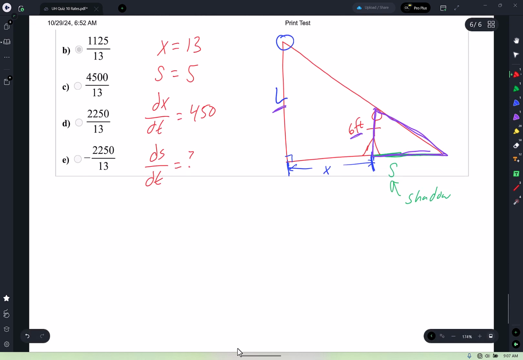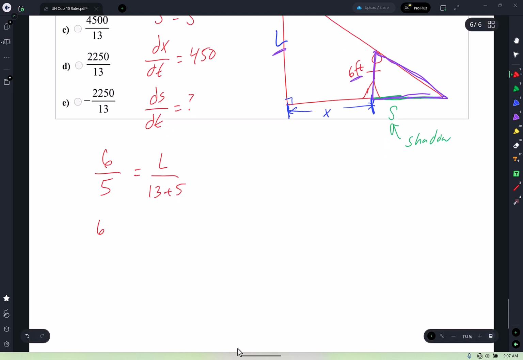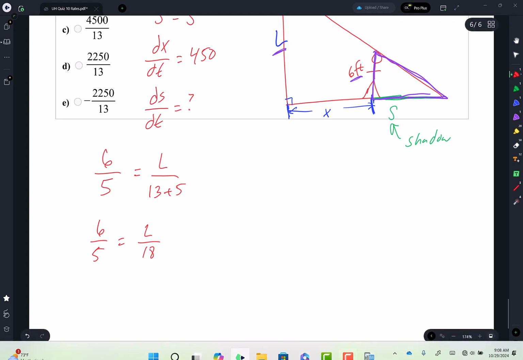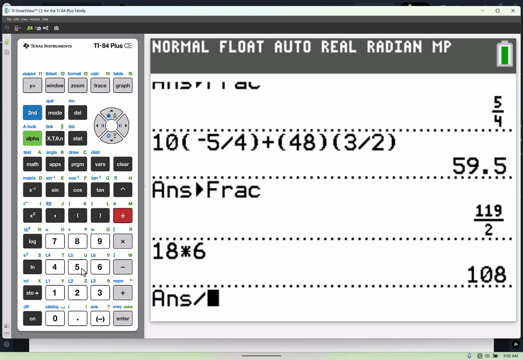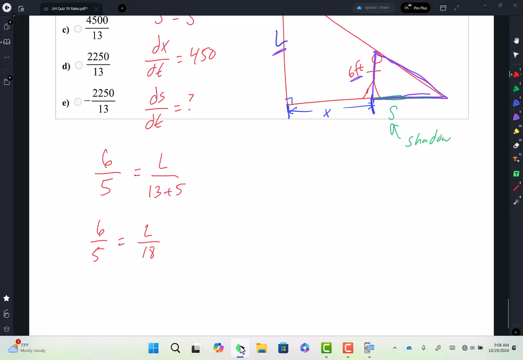Okay, I need the length of the lamppost. I know it doesn't look important, guys, but it is. So I'm going to say 6 is to 5, using the triangle in purple, as L is to 13 plus 5. So 6 is to 5 as L is to 18. So 18 times 6 divided by 5 is 21.6. Okay, L equals 21.6. Does everyone know how I did that? I just cross multiplied.